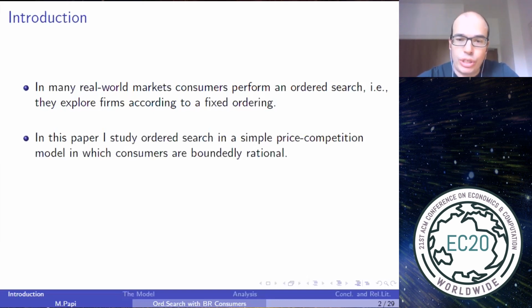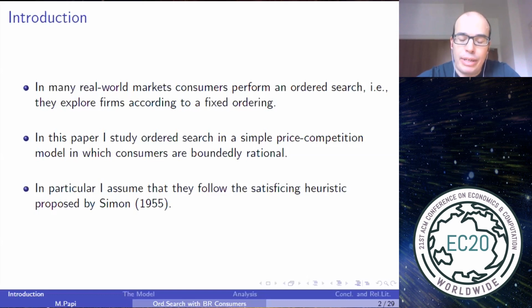In this paper, I studied order search in a simple price competition model in which consumers are boundedly rational. In particular, consumers, instead of performing a complex calculation to derive the optimal stopping rule, are assumed to follow the satisficing heuristic or procedure proposed by Herbert Simon. In other words, consumers have in mind an aspiration price, the price that they regard to be satisfactory, explore the firms sequentially, and follow a simple rule of thumb: stop searching as soon as you find a firm that charges a price that meets the aspiration price, and keep searching otherwise. Crucially, the aspiration price, the price regarded as satisfactory, is influenced by firms' advertising strategies.